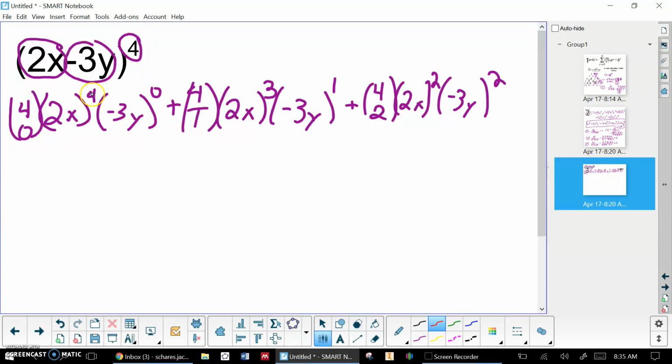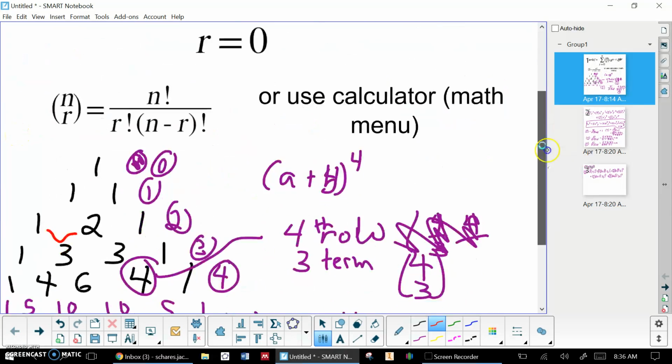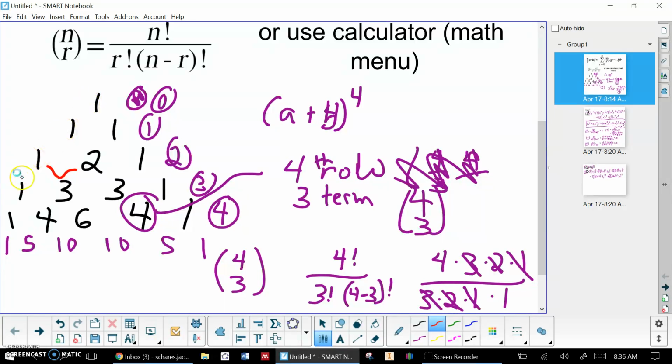Again, the x terms, the a terms, are always just going down by 1. The y terms, or b terms, are going up by 1 each time. Plus 4 choose 3 times 2x to the 1st, negative 3y to the 3rd, and 4 choose 4, again not a fraction, sorry, times 2x to the 0 times negative 3y to the 4th. So we can go through and use these with Pascal's triangle if we wanted to. Remember, this is the 4th row, 0th spot. We look at our column, 0, 1, 2, 3, 4. 4th row, 0 spot is 1.